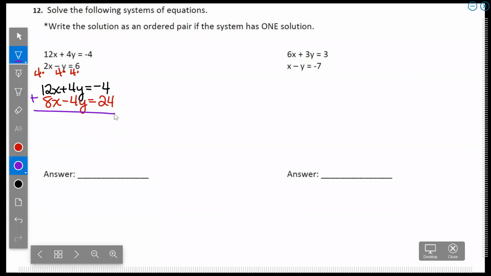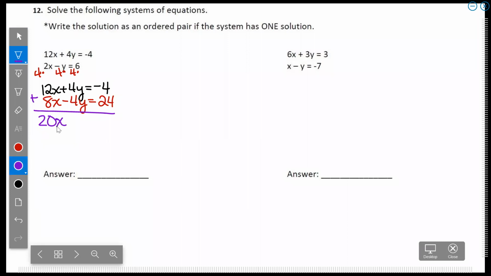When I add those two equations together, what happens to the x's? Adds to what, though? 12 plus 8 adds to 20x.